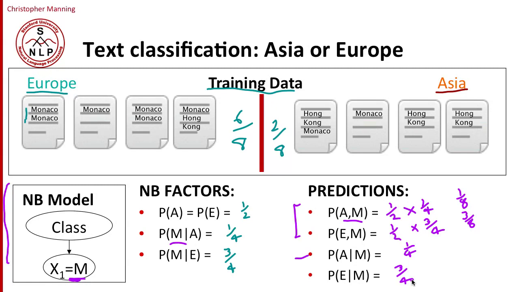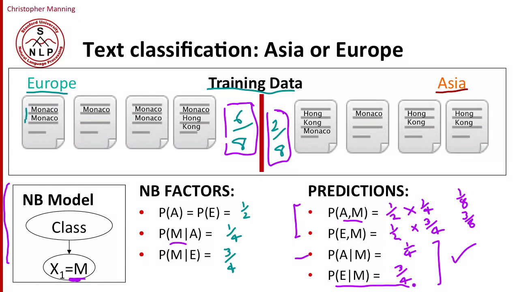So this isn't surprising. This gives us exactly what we'd expect. What we saw in our training data, Monaco appeared 6 times in Europe and twice in Asia, and the 2 classes are equally likely. So if we've got a document with just the word Monaco appearing in it, we expect to say there's a 3/4 chance it's a document about Europe. That's a naive Bayes model working correctly.